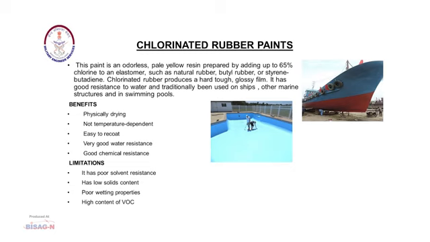Chlorinated rubber paints. This paint is an odorless pale yellow resin prepared by adding up to 65% chlorine to an elastomer such as natural rubber, butyl rubber or styrene butadiene. Chlorinated rubber produces a hard, tough, glossy film. These coatings are widely used as industrial coatings in chemical plants, refineries, tank farms, bridges and marine structures. These are physically drying paints. It has good resistance to water and has traditionally been used on ships, other marine structures and in swimming pools.